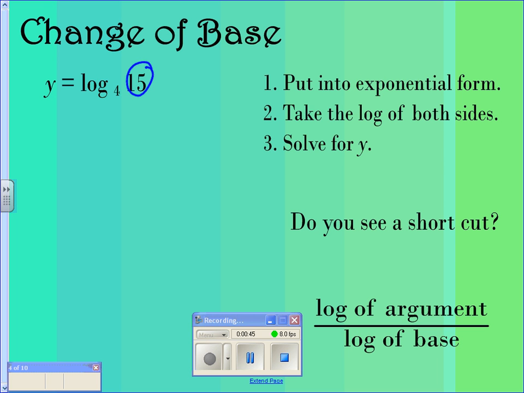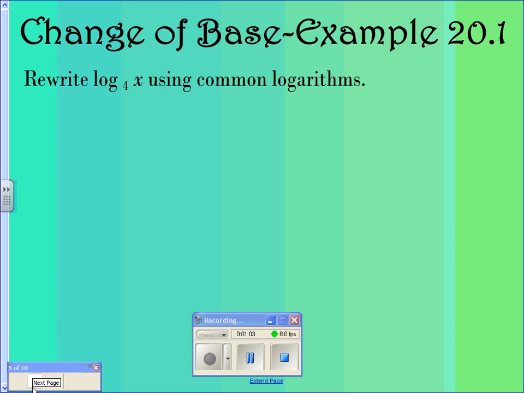Our argument's 15, so we have log of 15. And what is our base? So log of 4. So rather than working it out every time, you can just go straight to this. Does that make sense? Okay. We're going to rewrite log base 4 of x using common logs.